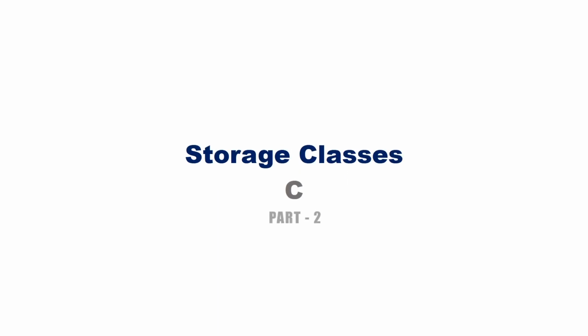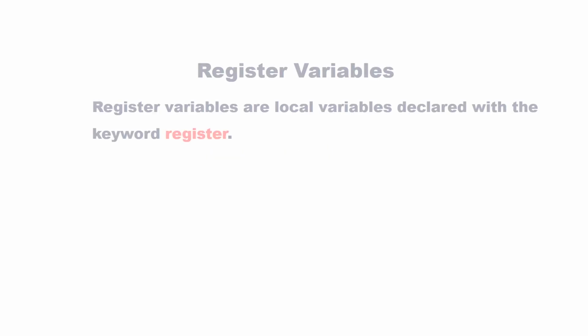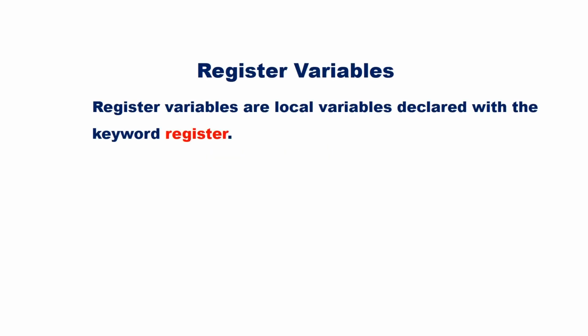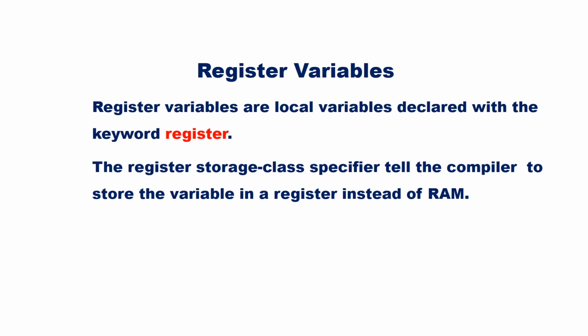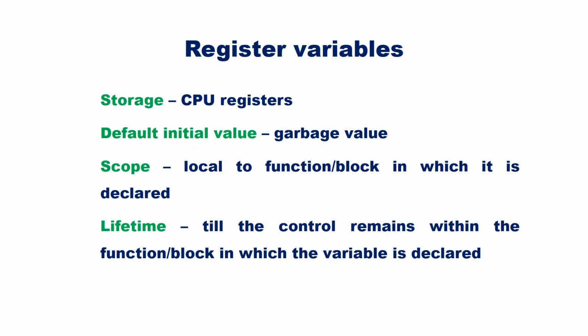In this video, let us continue our discussion about storage classes. Register variables are local variables declared with the keyword register. The register storage class specifier tells the compiler to store the variable in a register instead of RAM. For example, register int count.